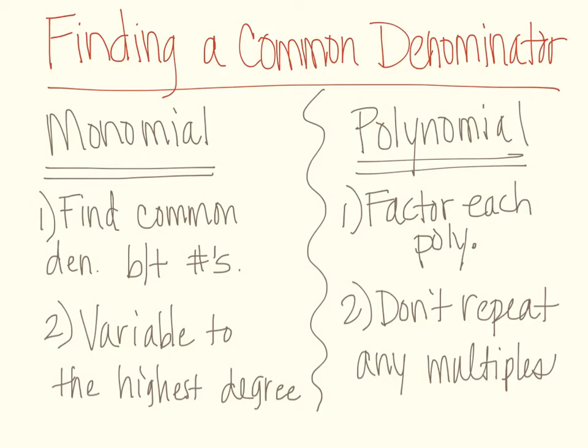If you're looking at polynomials, it's a little bit different, and this is new. If you're looking at finding a common denominator between multiple polynomials, you're actually going to factor each separate polynomial, and then you're going to use all of the pieces, but you're not going to repeat any multiples, and I'll show you what that looks like in just a second.